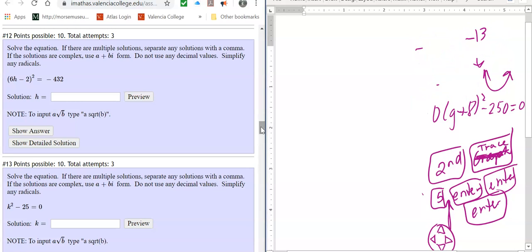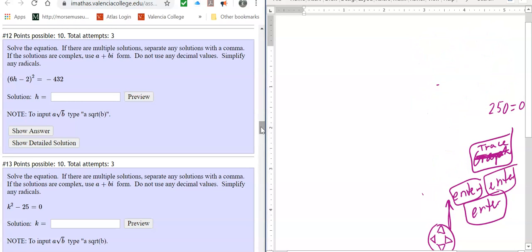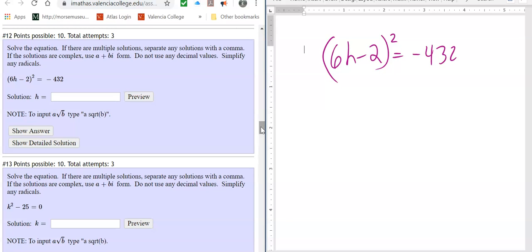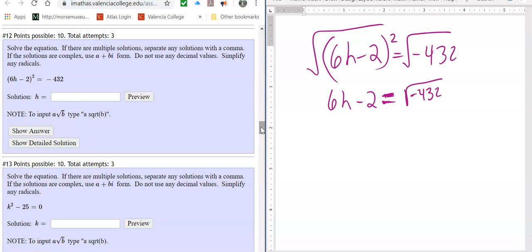So let's try the next one. This one is definitely an easy square root one because it's already isolated. So let's just try it. Okay. So I'm going to say 6h minus 2 squared is equal to -432. Well, it was already isolated, so I'm going to take the square root of both sides. And my left side becomes 6h minus 2. What does my right side become? What is the square root of -432? Well, that's going to be an i, isn't it? That's going to be an imaginary number. So let's just go ahead and leave it like that for now, and let's solve for h.